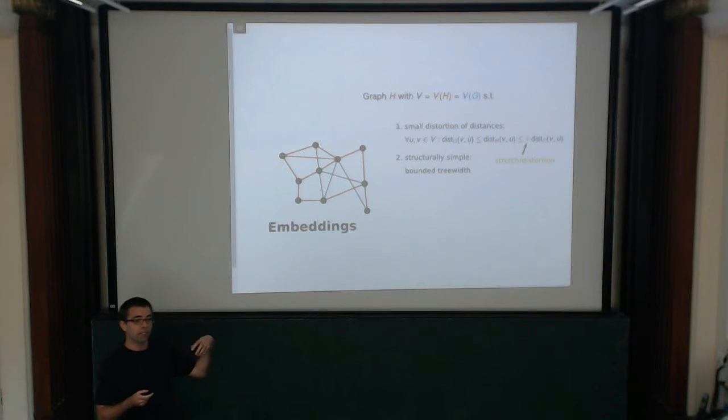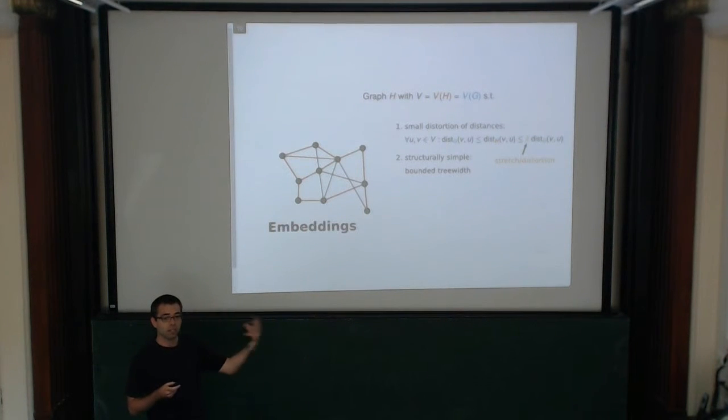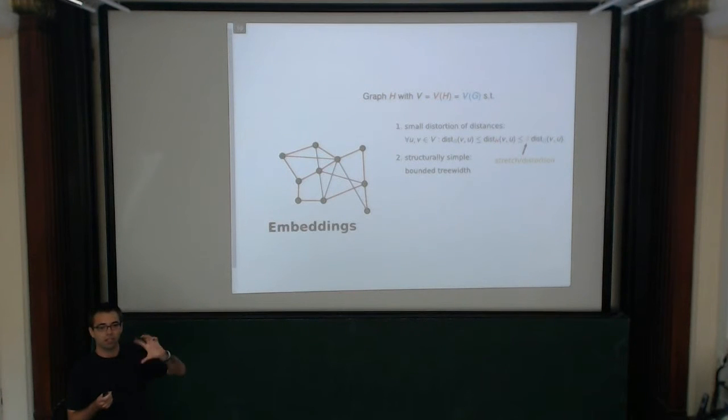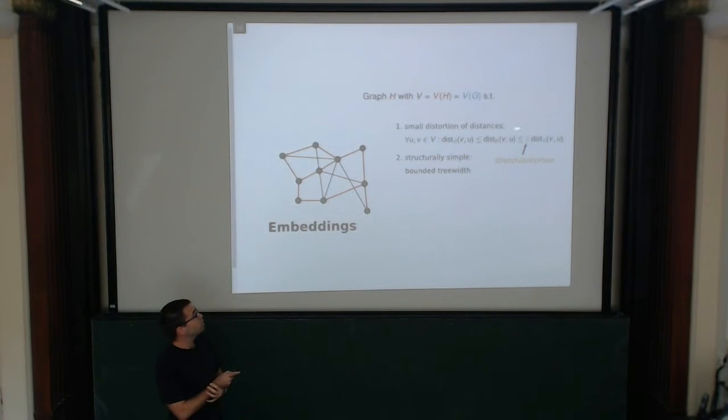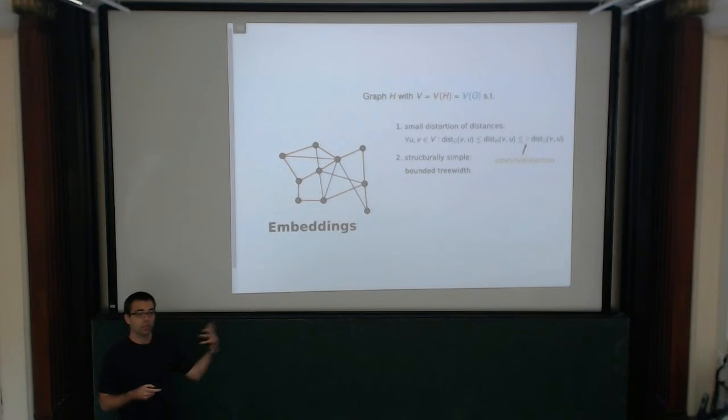So first of all, it somehow distorts the distances. So it can have a different edge set. OK, but the distance in the graph H between any two vertices is close to the distance in G, and it deviates by at most some factor of delta. And delta is called the stretch or the distortion of this embedding. But what I gain is that this graph is somehow structurally simple. And in our case, we focus on bounded tree width. OK, so we want our embedding to have bounded tree width.